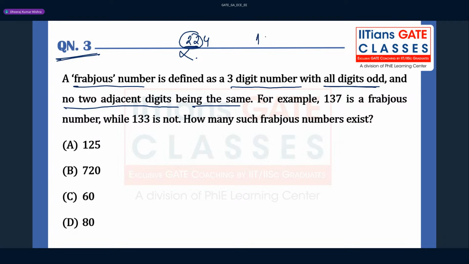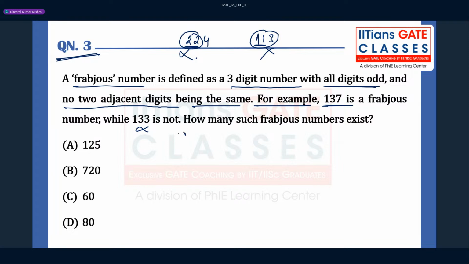So odd numbers are like 1 1 1 3, so this is also not correct because 1 1 is there, right? So adjacent digits should not be the same. For example, they have also given that 137 is a frabjous number. Okay, but this one is not correct. 133 is not. Okay, now the question is how many such frabjous numbers exist.